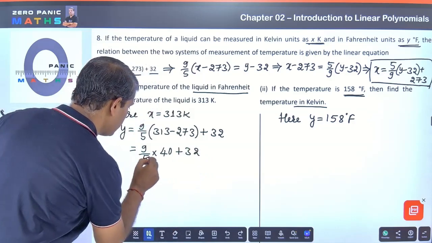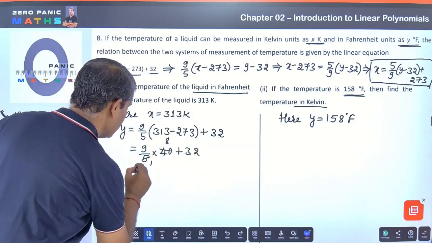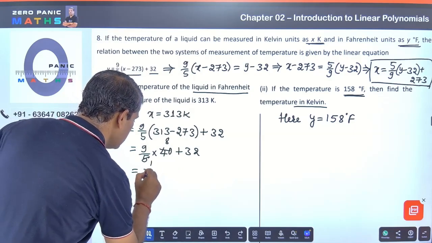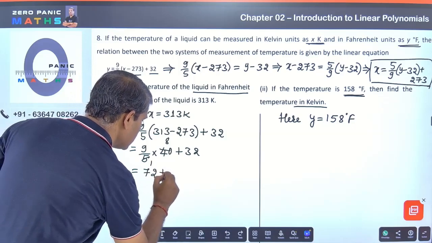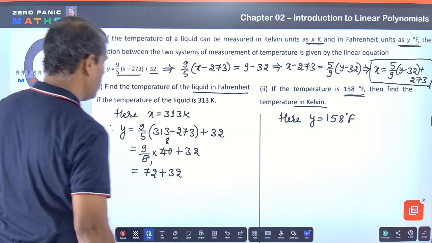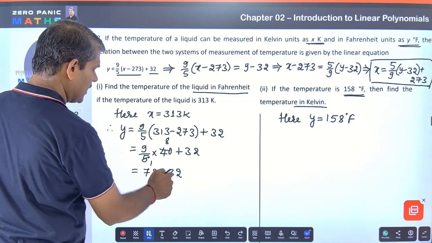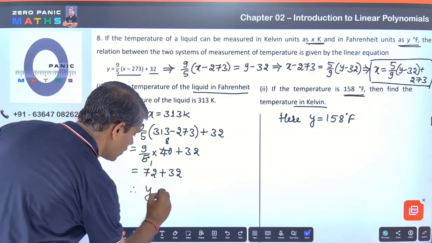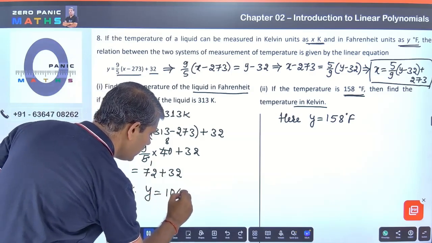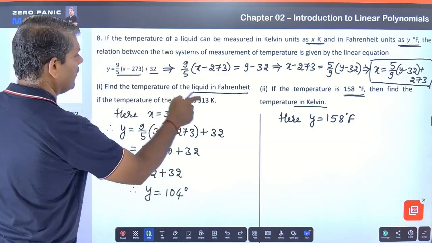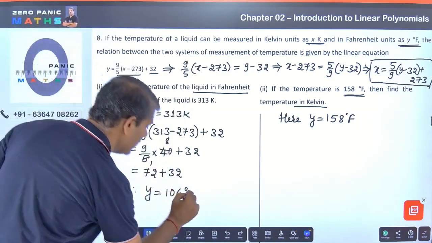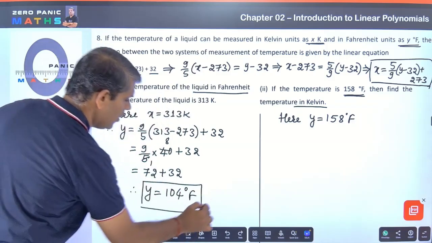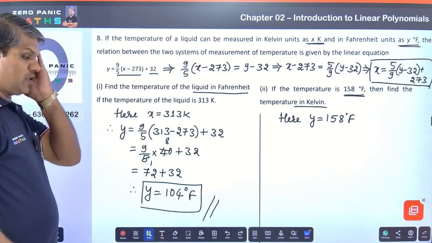So 9 eights are 72, plus 32. So it is 70 plus 30, 100, and 104. Therefore y is equal to 104 degree Kelvin. Sorry, degree Fahrenheit. It is the value of y that you are finding out. So this is the answer for the first problem.